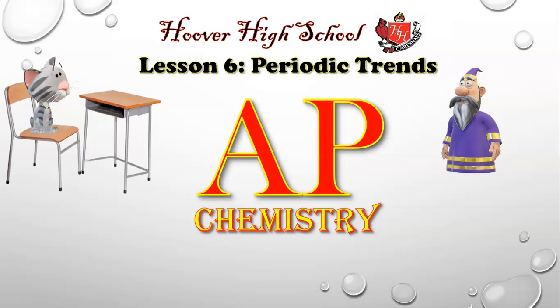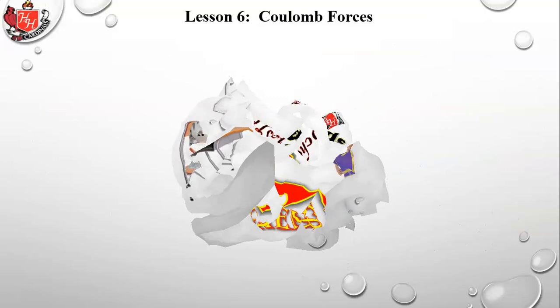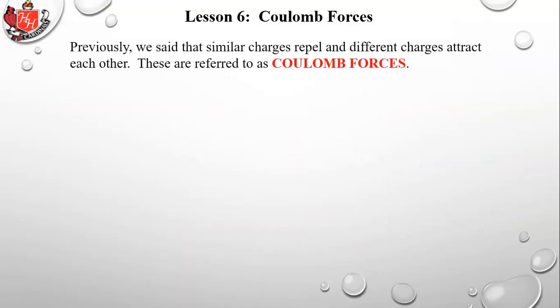Alright, AP Chemistry, this is Lesson 6 on periodic trends. We'll study further the periodic table and some of its properties. So previously we said that similar charges repel and different charges attract each other. These are referred to as Coulomb forces.